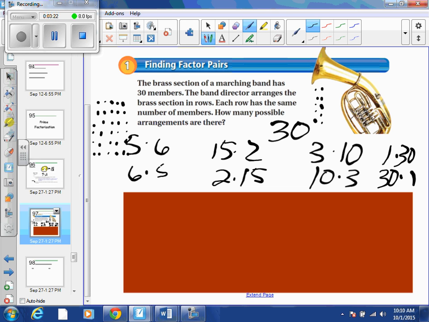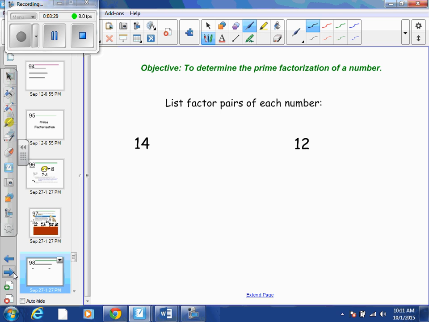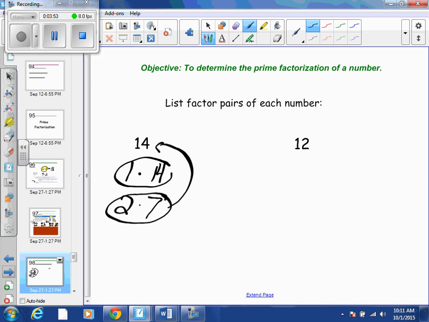Looking at that, there are 1, 2, 3, 4, 5, 6, 7, 8 possible ways she could arrange her marching band. Now list the factor pairs of each number. So 14. What are numbers that can be multiplied to get 14? We have the obvious 1 times 14. If that's all there was, 14 would be a prime number. But we can also multiply 2 and 7 to get 14. 2 and 7 are factors of 14, and this is a factor pair of 14.